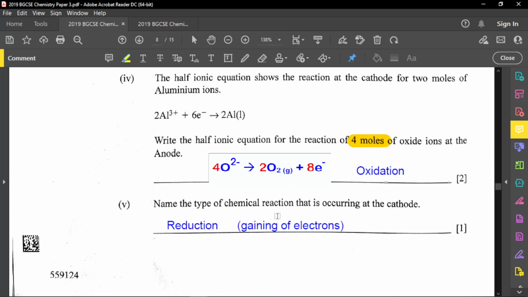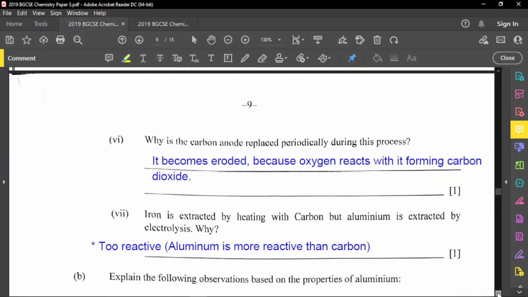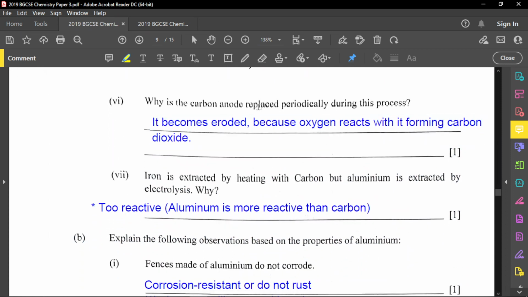For part 5, it's to name the type of chemical reaction that is occurring at the cathode. And at the cathode, you have a reduction reaction because there's a gain in electrons, right? So aluminum ions gain electrons at the cathode, all right, and become aluminum. And so it is a reduction reaction, the gaining of electrons. All right, so for part 6, it says, why is the carbon anode replaced periodically during this process? Remember to say even this is why it is expensive. The reason is that it becomes eroded because oxygen reacts with it, forming carbon dioxide. So oxygen will react with the anode and form carbon dioxide. So again, it will decompose over a period of time.